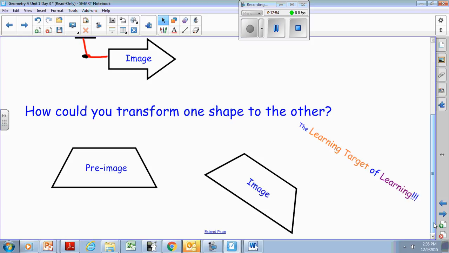What do we think on this one? How are we getting this guy to be on top of that guy? What are we going to do? So you're going to translate to the right? Yeah? I'm going to translate it to the right.